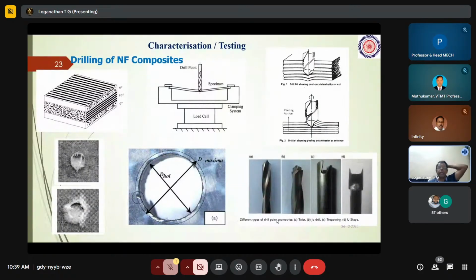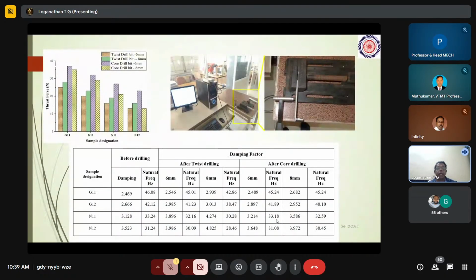And some of the operations we encountered with the composite, by bringing drilling into the picture. Most of us know we do drilling in our normal day-to-day application. In composite, how is drilling going to be influential? Because all the structures we make are not going to be used as a plate. It is going to have drilling here and there for assembly. So we made a small initiative to study how this drilling is going to affect the strength by doing a vibration study.